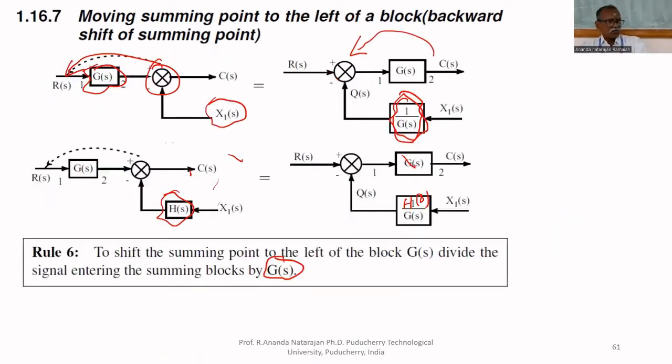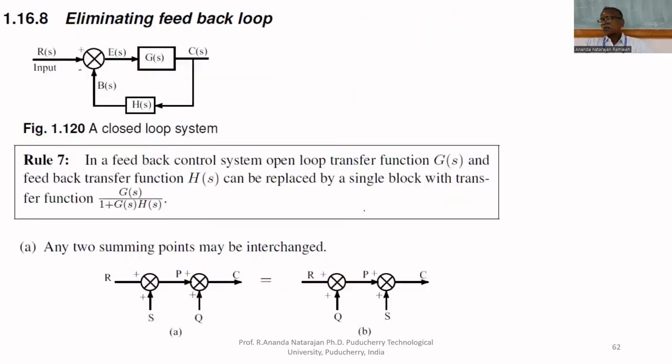Similarly, if you want to move the summing block backward, the shift is not amplified by G of S. That's why we divide by G of S. So you can easily remember the six rules. The seventh rule is different.